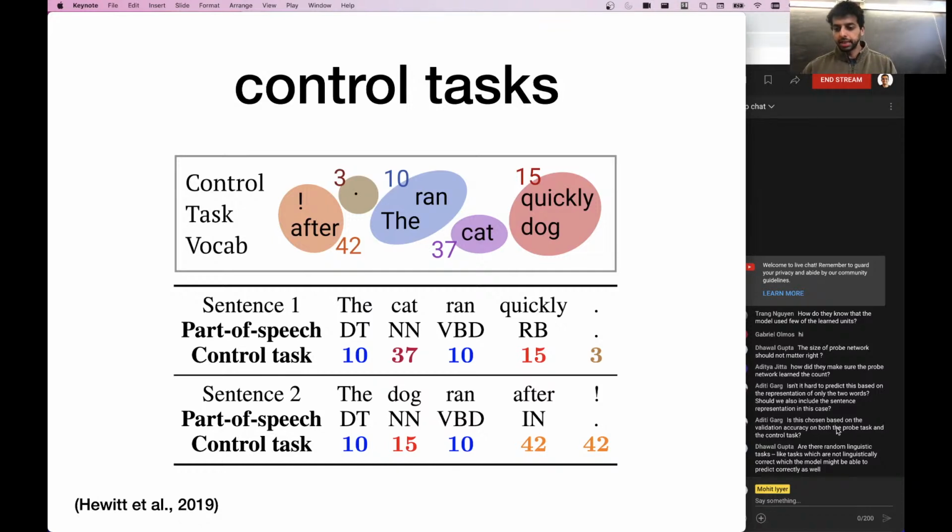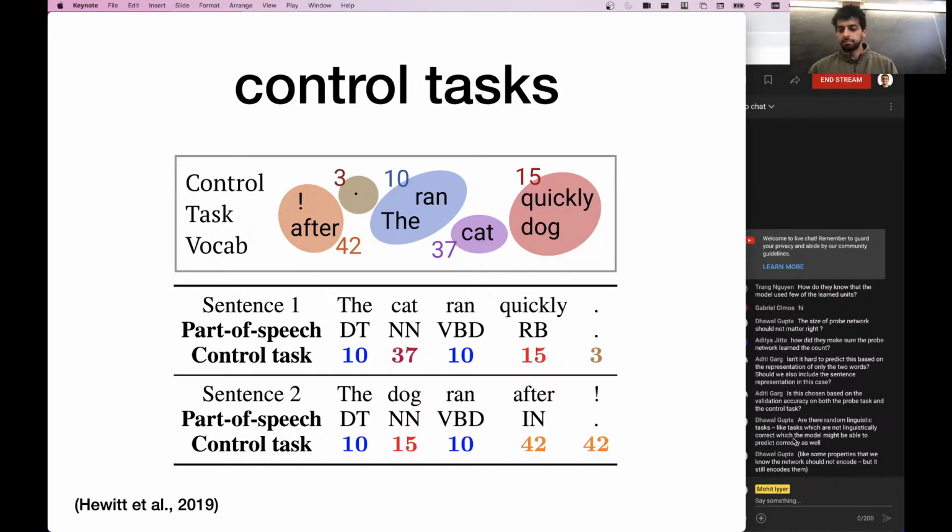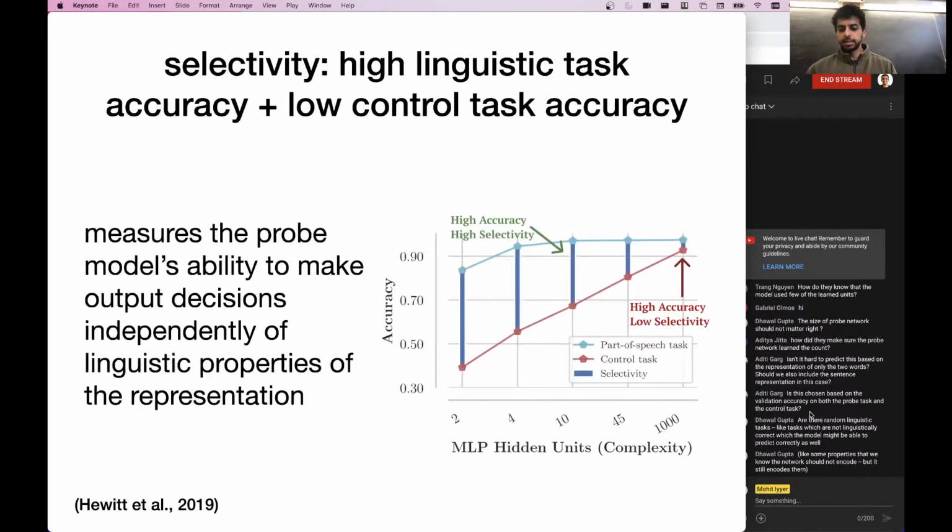Is this chosen based on the validation accuracy of both the probe task and the control task? I assume you mean the selectivity. I'm not sure, but yeah, in both cases you would optimize the network based on the validation accuracy. Are there random linguistic tasks that the model might be able to predict correctly as well that are not linguistically correct? I'm not sure what kind of tasks those would be, but if you can devise some, you can easily try. So I'm not sure.